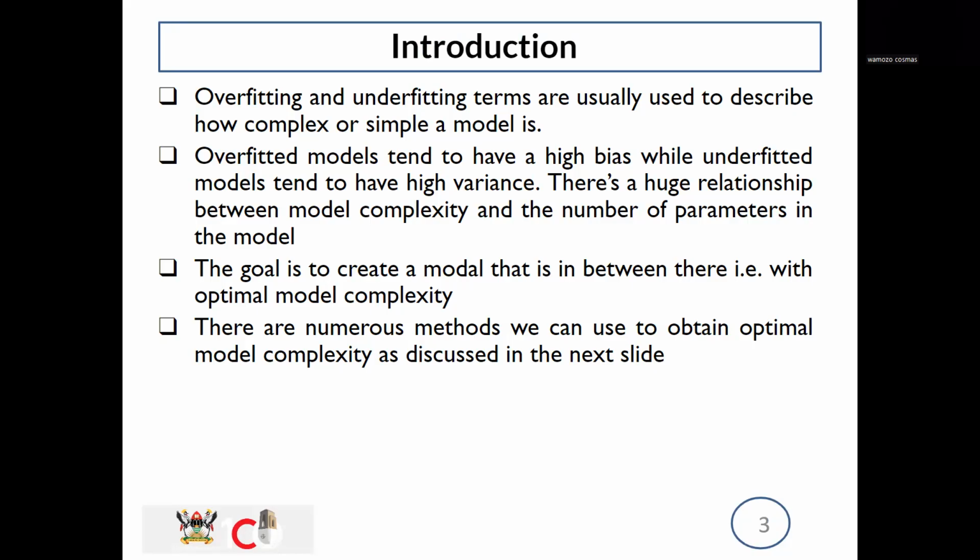Hence, they can't perform well on new data sets, because they were usually trained on low data. So the goal is usually to obtain a model that's optimal in a way that it's in between. It's not too complex and it's not too simple. There are numerous ways of attaining optimal model complexity, as we are going to discuss in the coming slides.